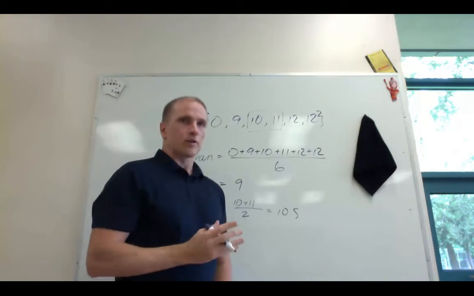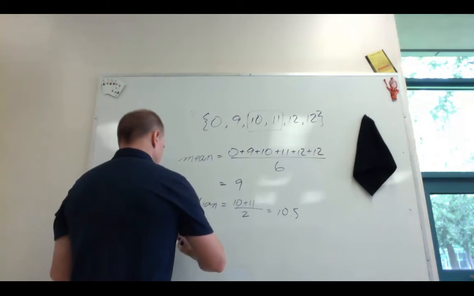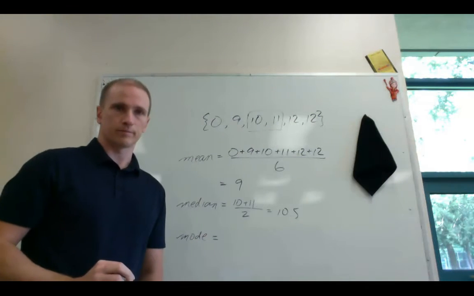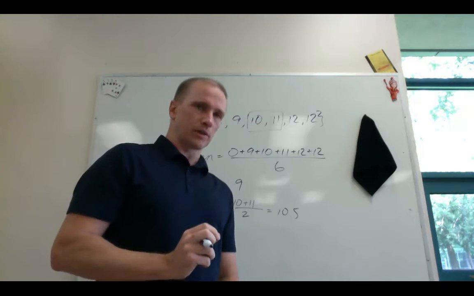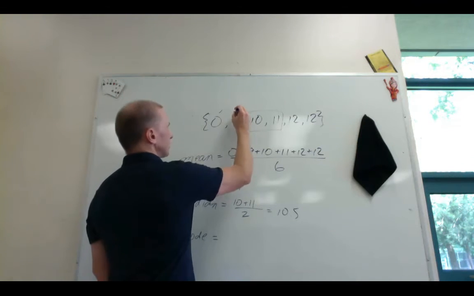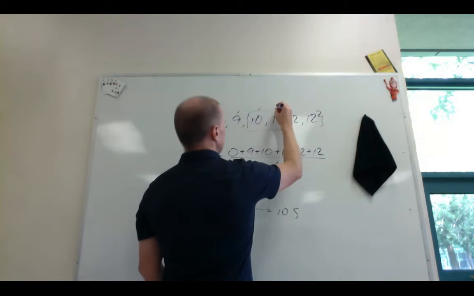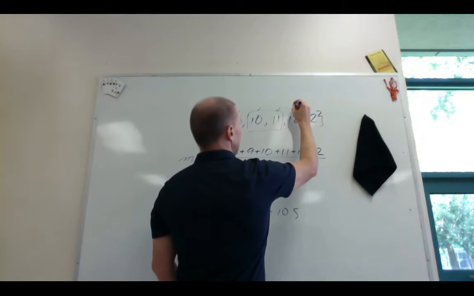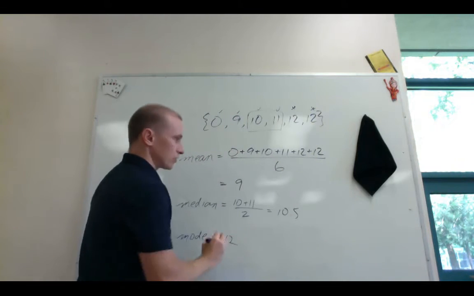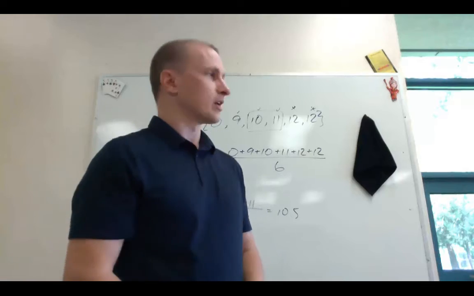And finally, we have the mode. So the mode is the most frequently occurring datum. And it's clear that since there's only 1 0, 1 9, 1 10, 1 11, but there are 2 12s, the mode is 12.